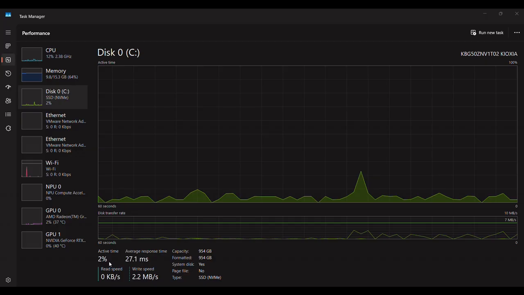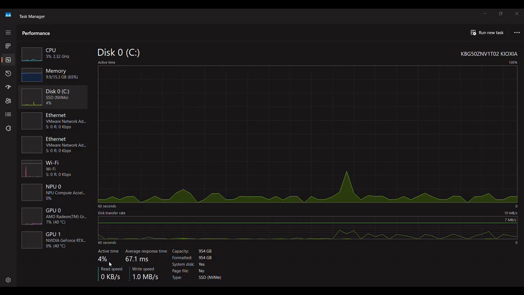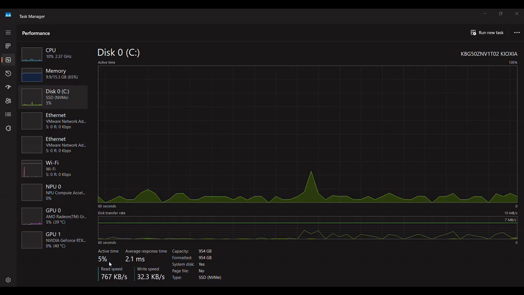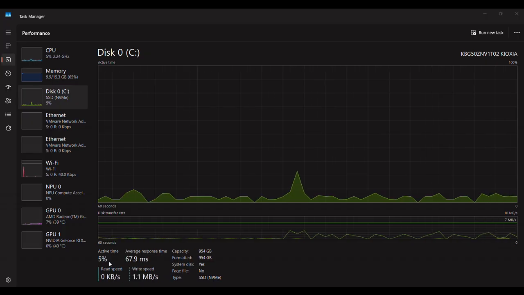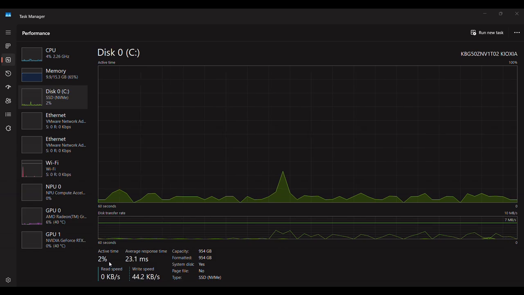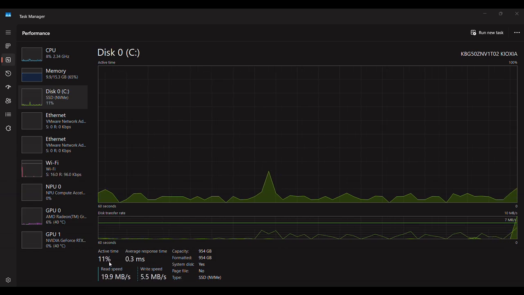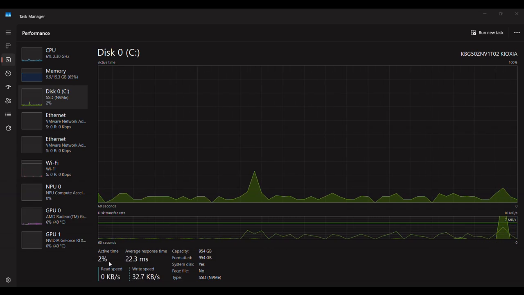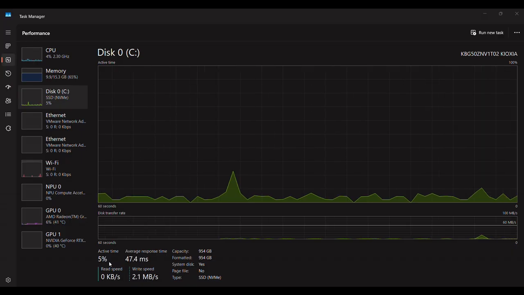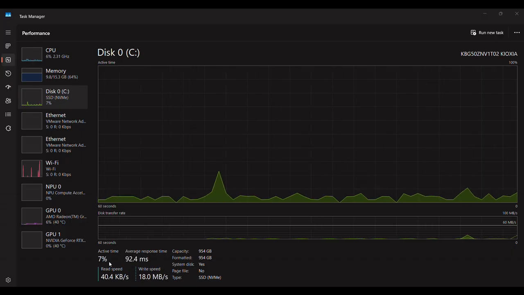The active time percentage represents how busy the storage device currently is. In this case, the disk is operating at approximately 7% activity. Higher active time indicates increased read and write operations occurring on the storage device.